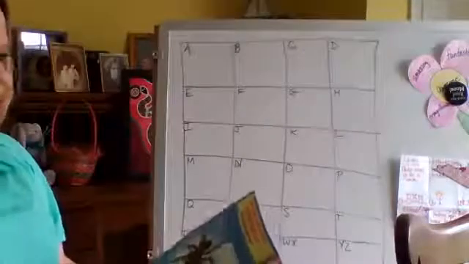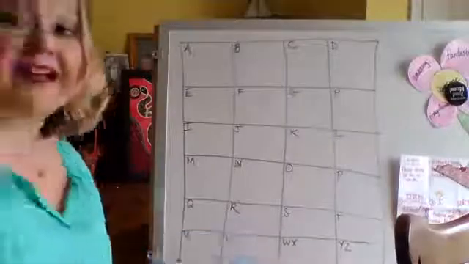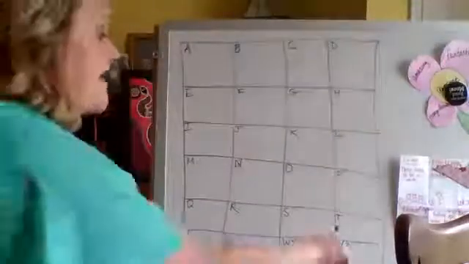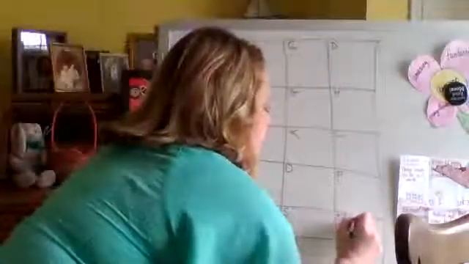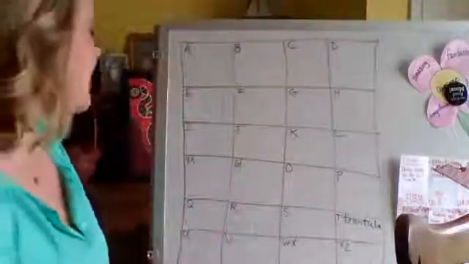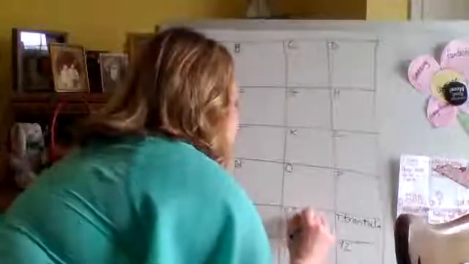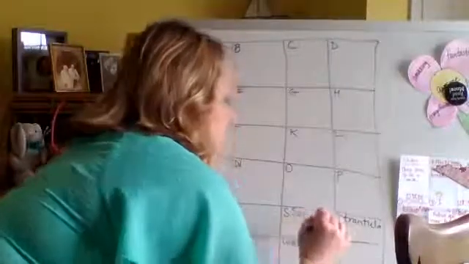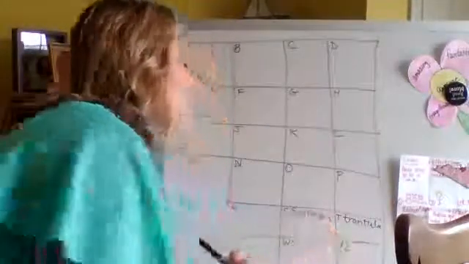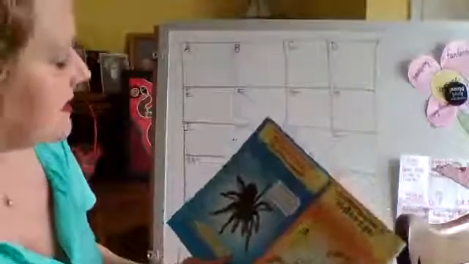So looking here, I need to write down what it is that I was reading. That was tarantula and scorpion. So I'm going to find my T and I'm going to write tarantula in the T box. In the S box, I'm going to write scorpion. Oh, scorpion. Not an A, it's an O. There we go, scorpion.